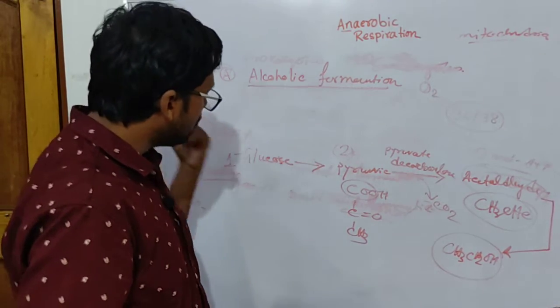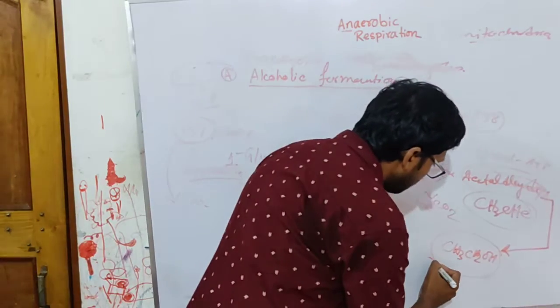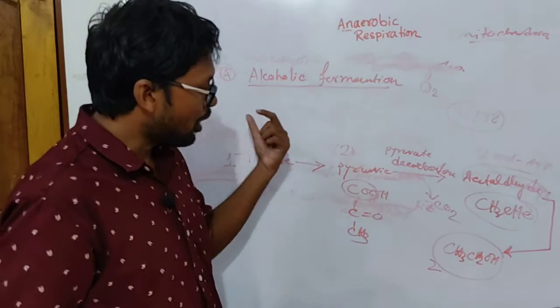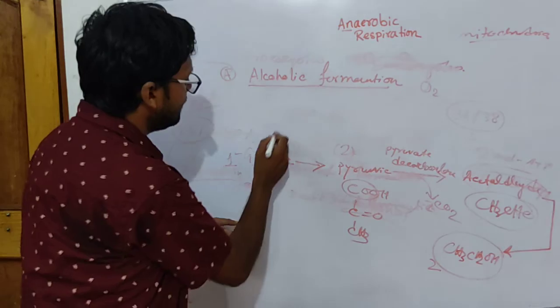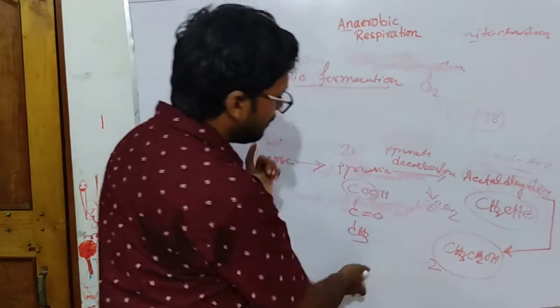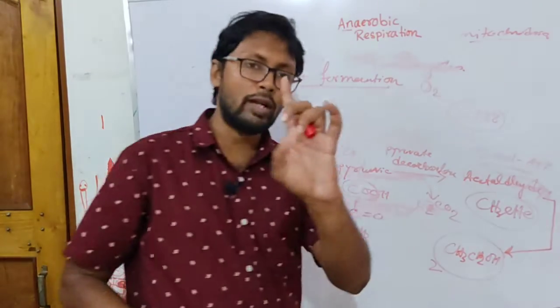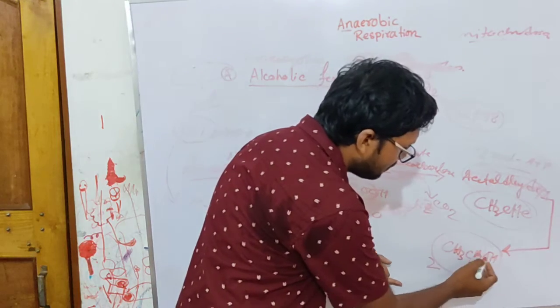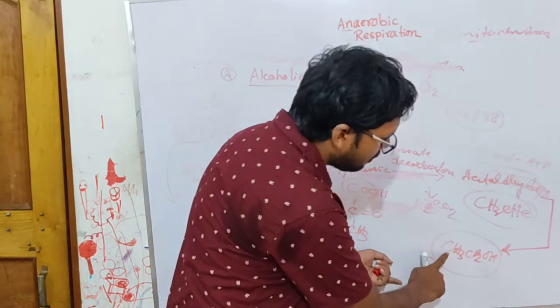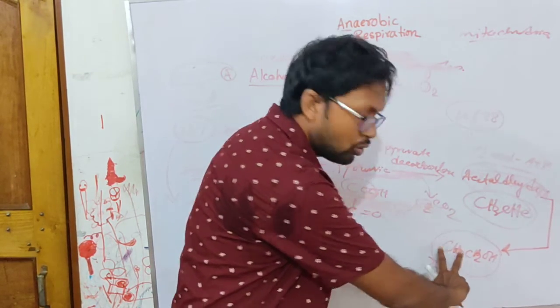From one glucose molecule, 2 ethanol will be produced. So 2 molecules of ethanol, that is one glucose, that is a 6 carbon. Here 2 carbon is given, 2 carbon is going, that is a 4 carbon is present. Here 2 molecules of, that is a 4 carbon. 1 molecule of ethanol contains 2 carbon.